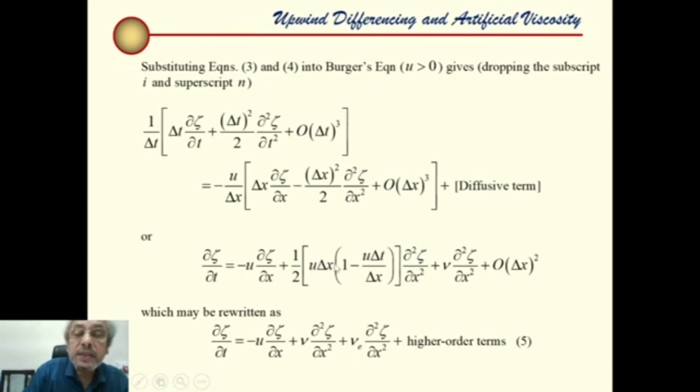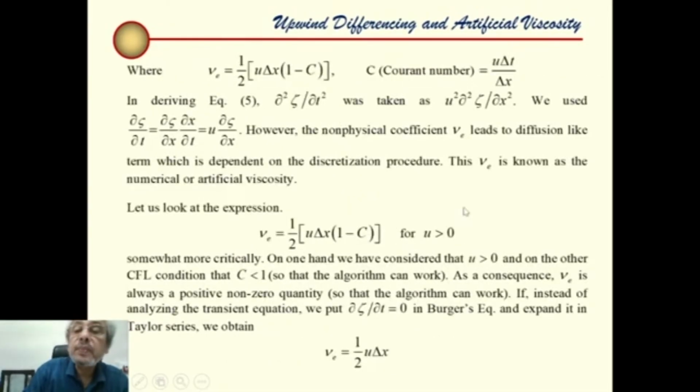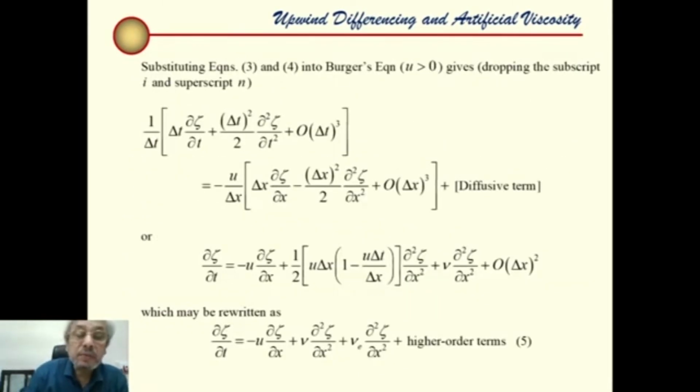If you multiply the term outside the bracket with the terms inside the bracket, we will get the multiplier of del 2 zeta del x2 as u square. So the non-physical coefficient of viscosity nu E leads to a diffusion-like term, which is dependent on the discretization process. So this nu E is known as the numerical viscosity or artificial viscosity.